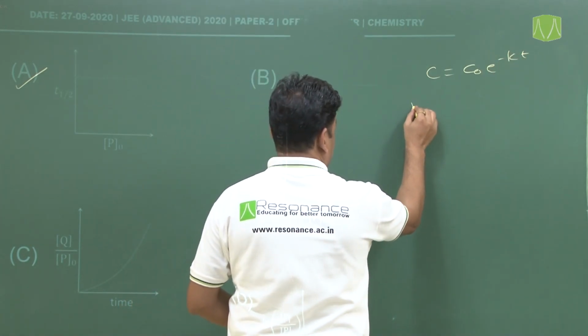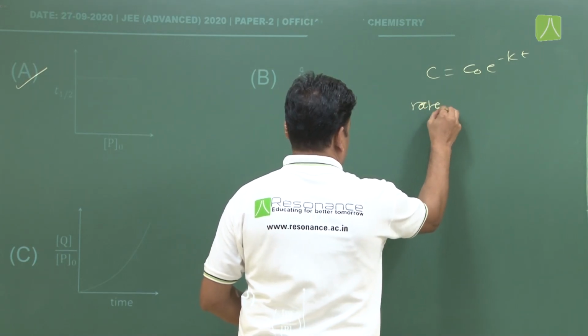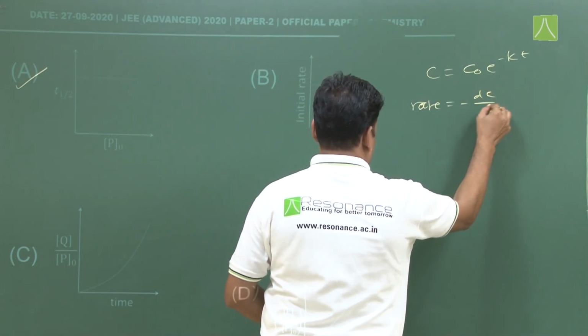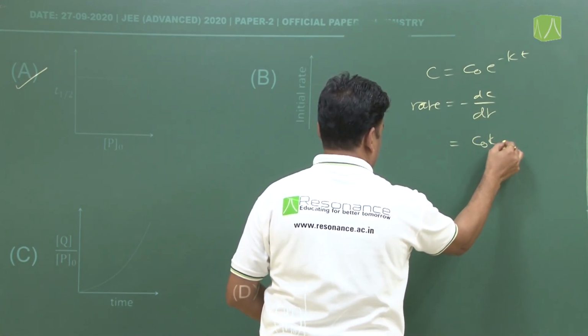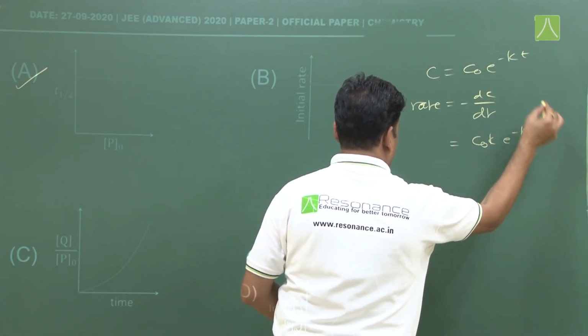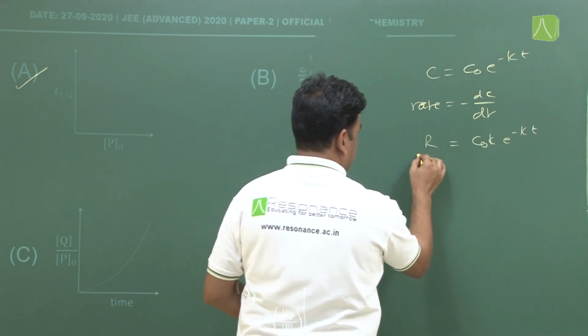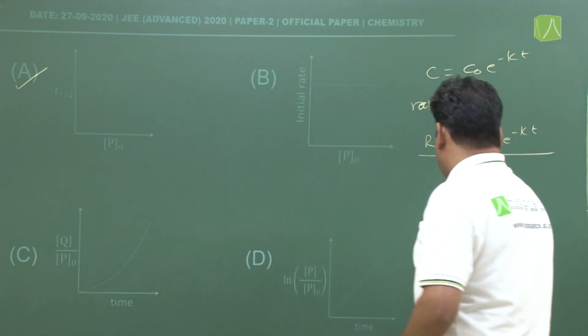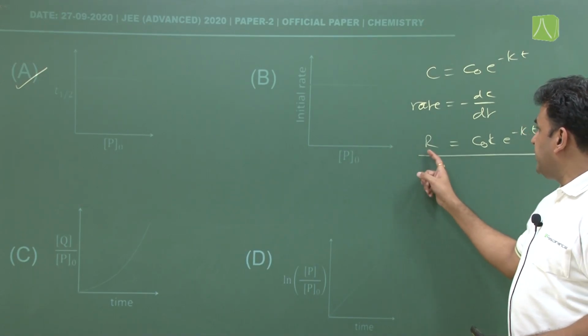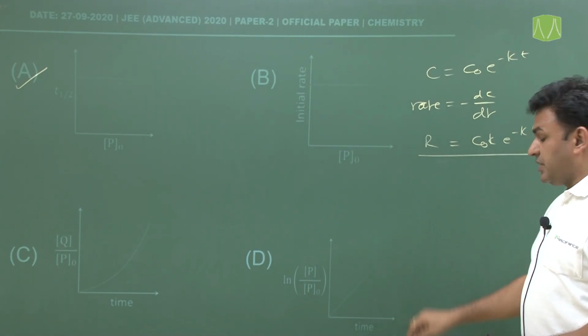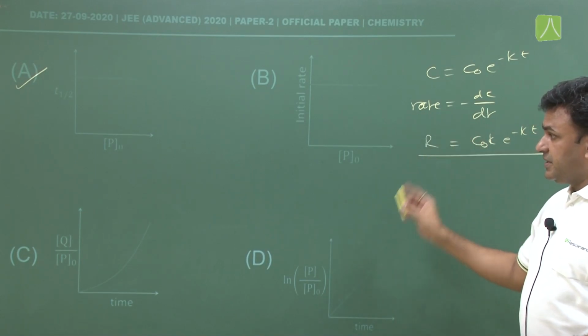So rate of reaction is minus dC by dt. So this is coming out to be C naught into K into e raised to power minus K into T. So this is going to be the rate of reaction. This is going to vary in this manner. So the initial rate will be dependent on P naught. So we cannot say this is going to be independent. So B should not be correct.